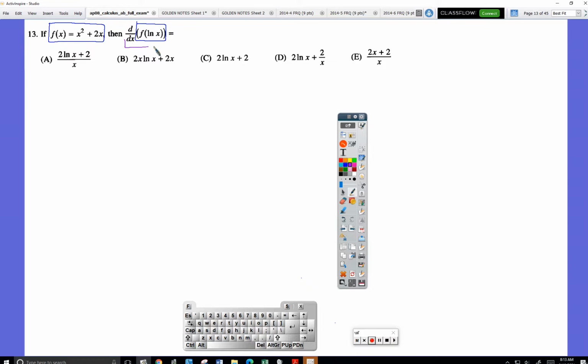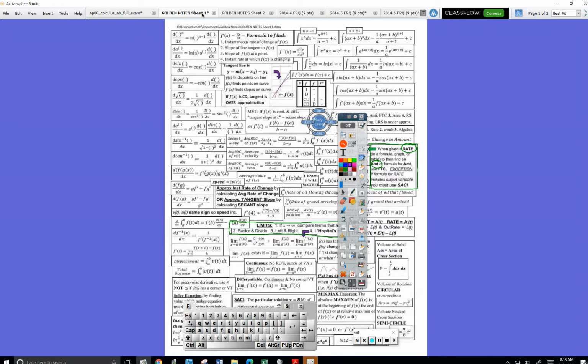On your golden notes, the rule you need to begin with is the chain rule. So on your golden notes, left side, about halfway down. The rule you have to start with is the chain rule. It's right here. We've practiced it before. It's been a while. Right there. Okay? So I'm going to use that rule.